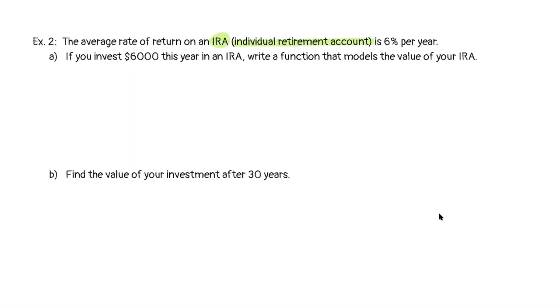But what happens is your money sits in this IRA, or individual retirement account. And on average, if you are someone who's interested in investing in the stock market, over 20, 30, 40 years, your investments usually give you about 6% back. Okay, so whatever you put in, it gives you 6% more than what you put in.